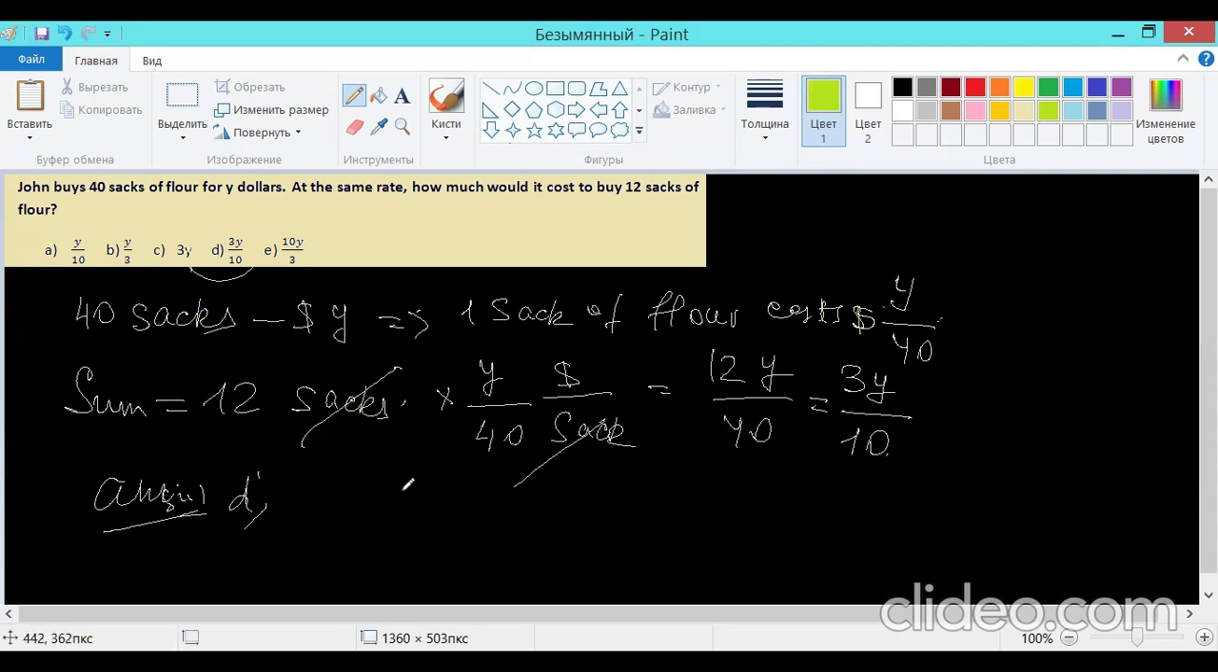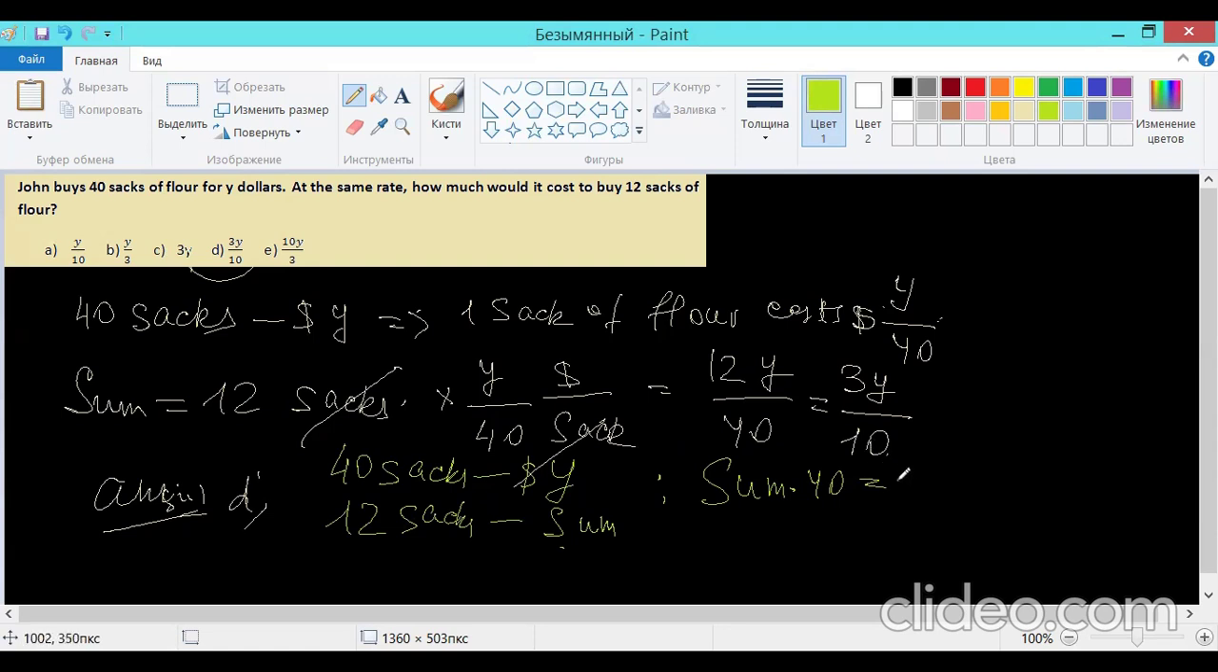Also, in the beginning, I mentioned the word proportion. It is easy to use. Look, 40 sacks cost Y dollars, right? And 12 sacks, let's say, is the sum of money we're looking for, right? So sum times 40 is equal to 12 times Y. And from this expression, we can express the sum. Easy.